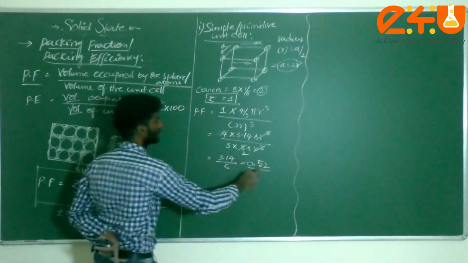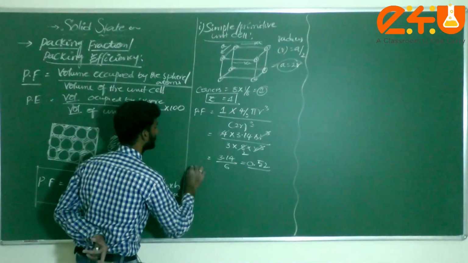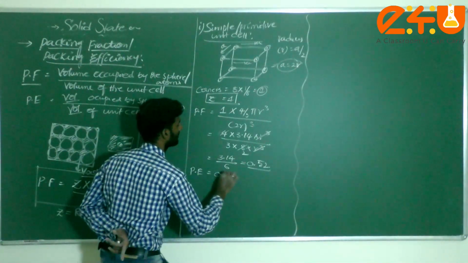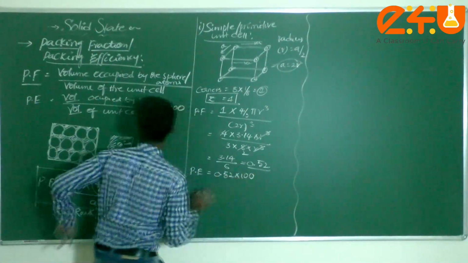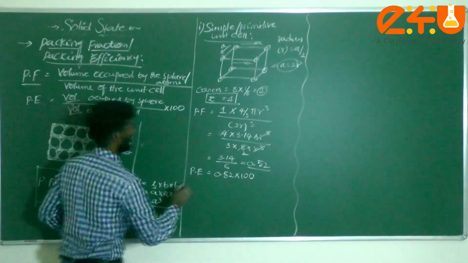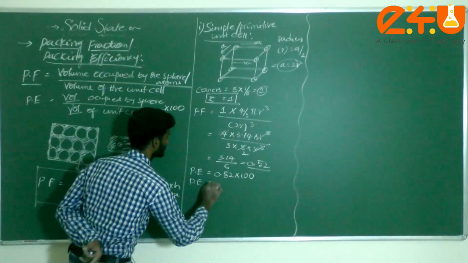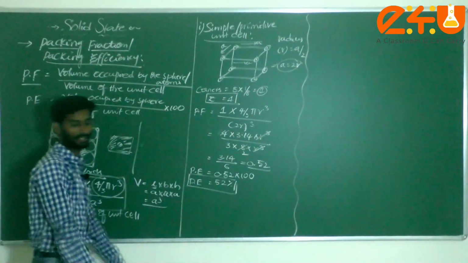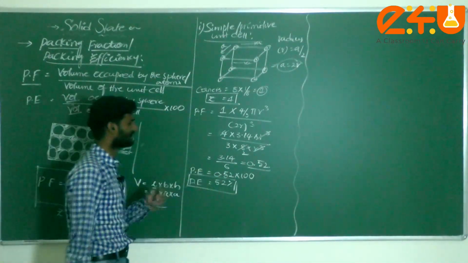0.52. This is called the packing fraction. Packing fraction is equal to how much, student? 0.52. Then packing efficiency is equal to 0.52 into 100, that implies packing efficiency is equal to 52%. How much, dear student? Packing efficiency is equal to 52.